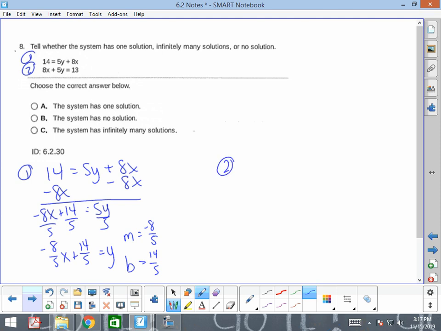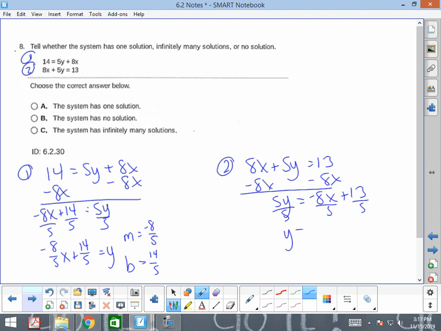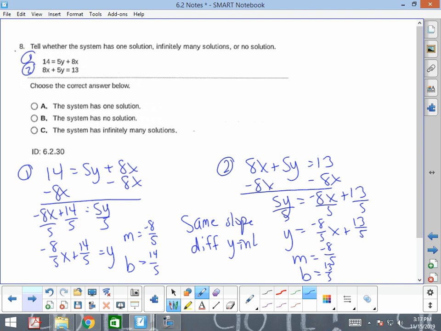All right, equation number 2. 8x plus 5y equals 13. Subtract 8x. And I get 5y equals negative 8x plus 13. Divide by 5. So y equals negative 8/5 x plus 13 over 5. So here the slope is negative 8/5 and the y-intercept is 13/5. Now, same slopes, different y-intercept means no solution. And the y-intercepts are different because one is 14 over 5, the other one's 13 over 5. So this is no solution.